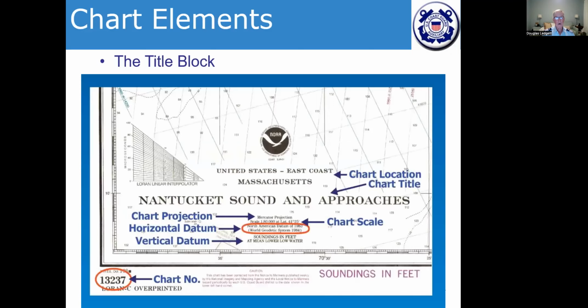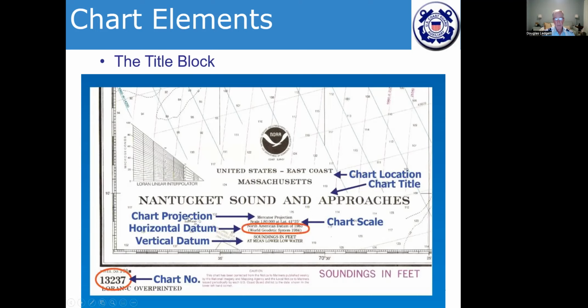So what do we look for on a chart? Well, number one, we have a chart number. Every chart has a number. And you can look that number up and it will tell you basically what that chart is. This is just a representation, and it's an old one because it still has Loran on it. But it's east coast of Massachusetts. It's the Nantucket Sound and its approaches. So that tells us the location and the title.